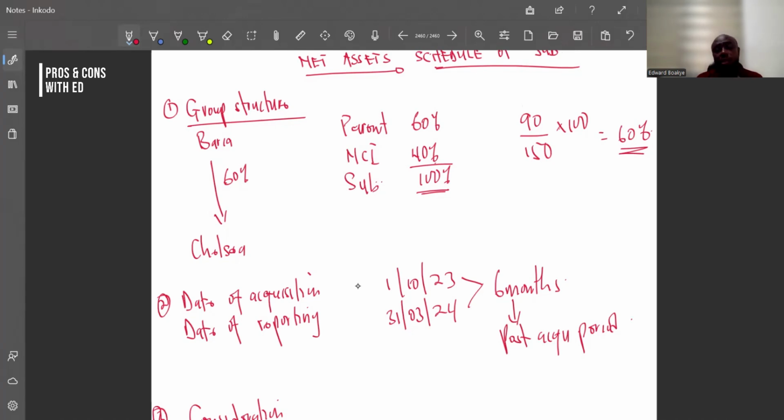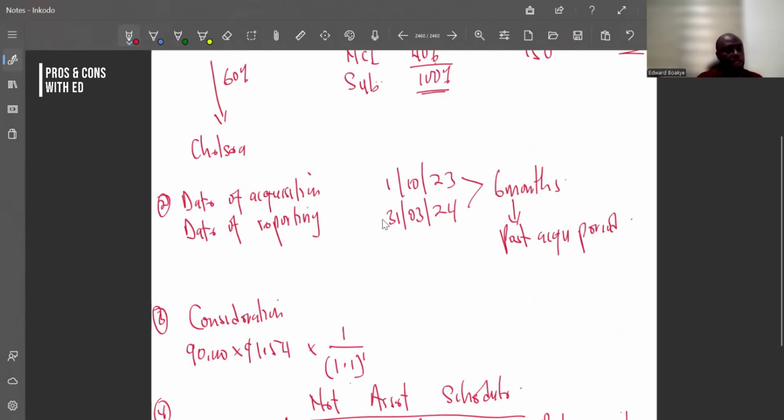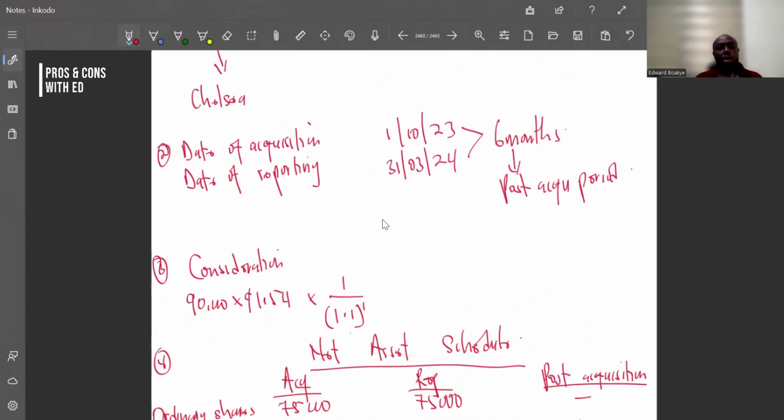Okay. Now let's go to our consideration. When we were reading the question, we got to know that they purchased 90 million shares, right? But we want to use thousands. So 90 million, let's say 90,000 shares. But for these 90,000 shares, they are going to pay 1.54 for each of them. So 90,000 multiplied by 1.54. But we will need to discount it also to the present.